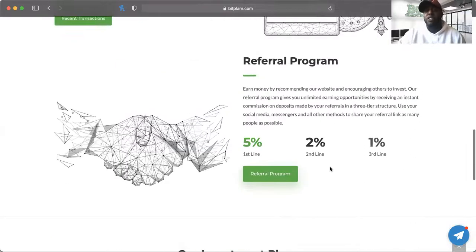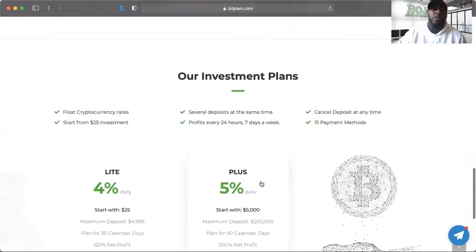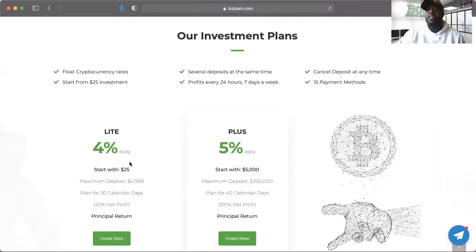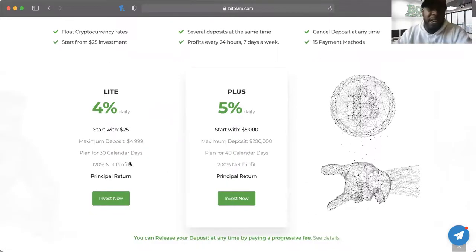The referral program is pretty simple and straightforward: 5% on the first level, 2% on the second, 1% on the third. There are two plans, a light plan and a plus plan. The light plan starts with a $25 deposit, and the maximum deposit is $4,999, 4% daily for 40 days. Principal return at the end of the project, which means you get your principal back in the midst of your profit.